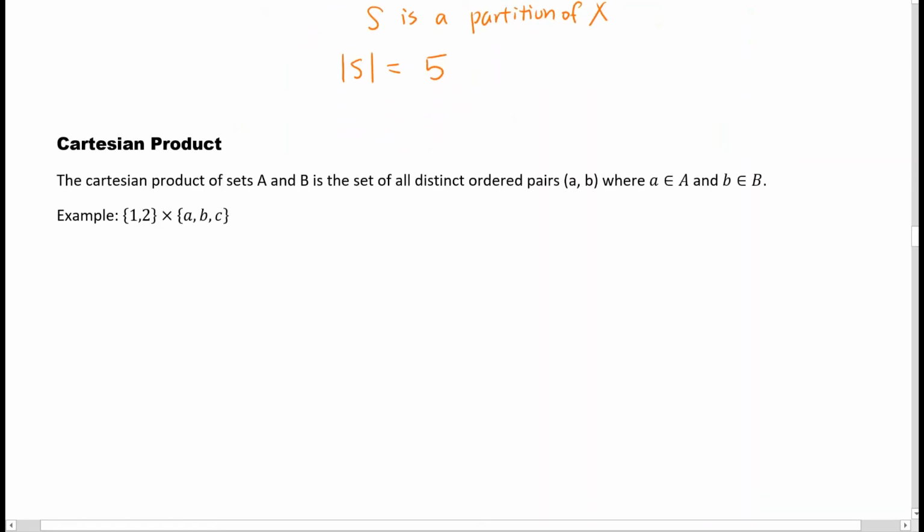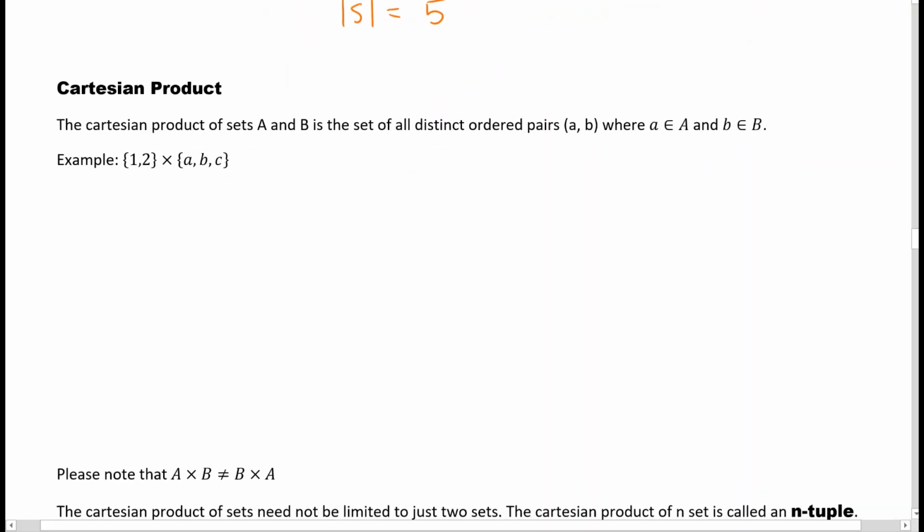Next topic, the Cartesian product. So the Cartesian product of sets A and B is the set of all distinct ordered pairs (a, b), where small a is in the set A and small b is in the set B. For example, the set {1, 2} Cartesian product with the set {a, b, c}. Let's call the first one X and the second one Y.